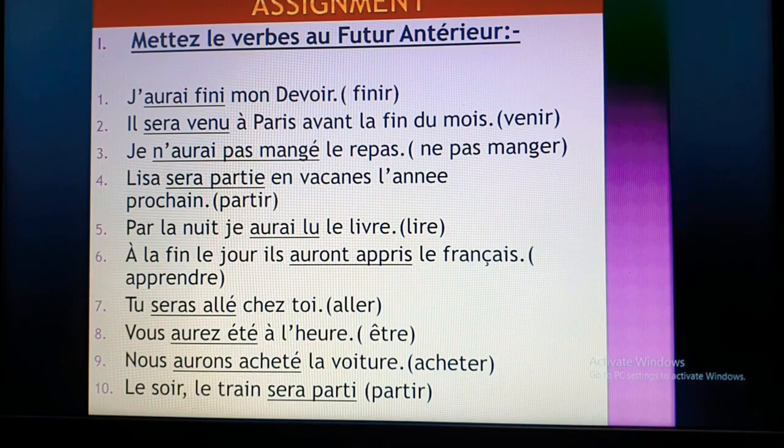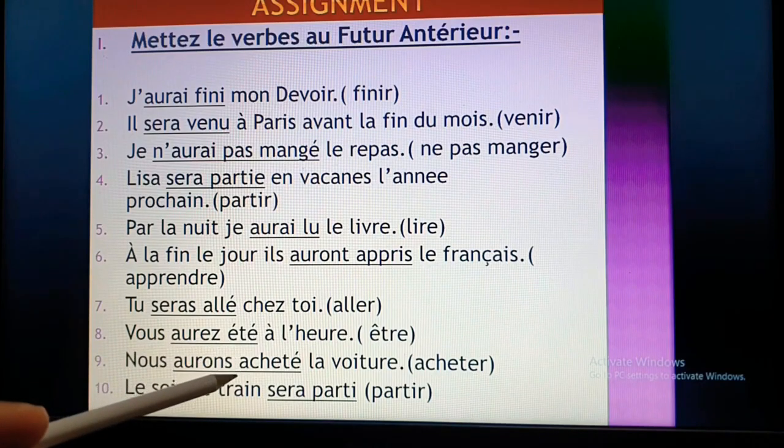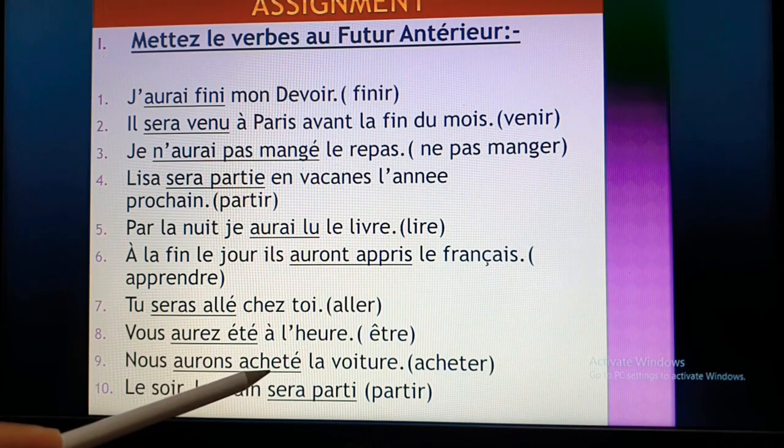Now the ninth one says nous dash la voiture. The verb is acheter. So acheter is a subject movement verb again. So buying something, that is a car, it will go with avoir, which will be conjugated in futur simple according to the subject, that is nous. So nous aurons acheté.